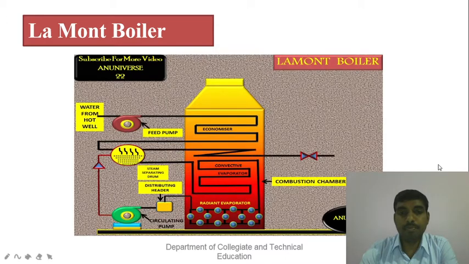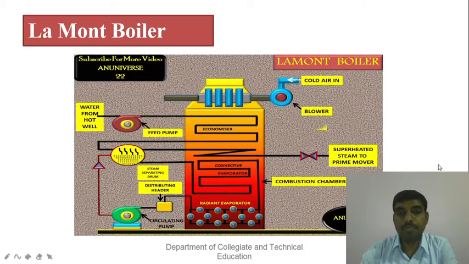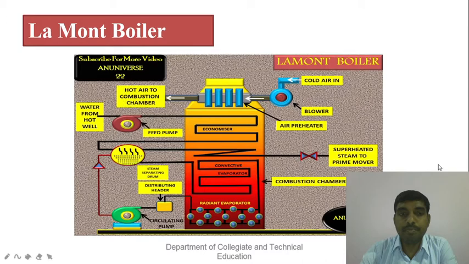This is the superheater that is generally used to convert the saturated steam into superheated steam. Otherwise, saturated steam would cause corrosion, so that's why it is converted into superheated steam. This is a blower that is connected with the air preheater, and the main function of the air preheater is to preheat the air before entering the furnace, and from the air preheater it goes to the combustion chamber.